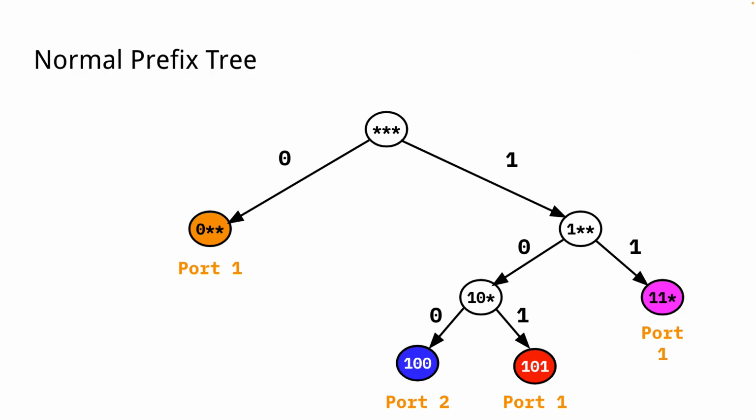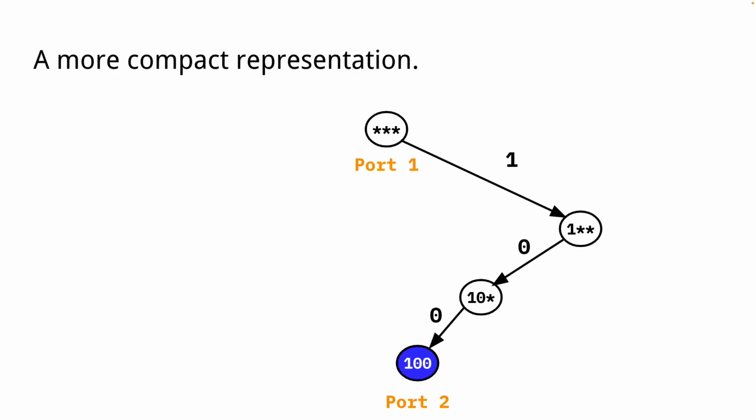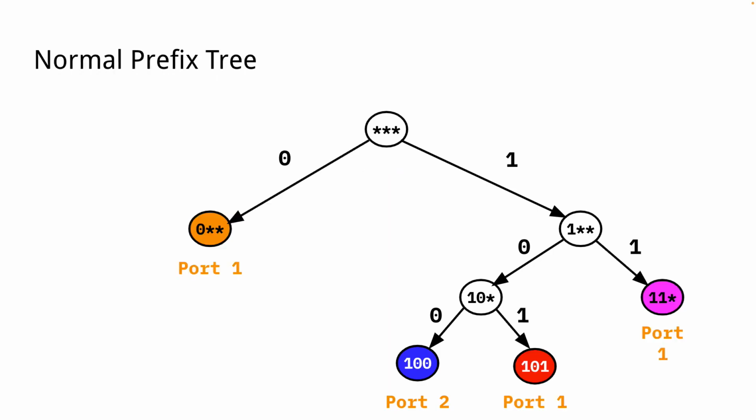This is the layout that we just talked about. We just now pruned the things that didn't have actions associated with them. So same approach we've been taking. But we can think about that in terms of a more compact representation. If we look here, then most actions, the 0 wildcard here, the 11 wildcard here, and the 101 here, all go to port 1. And it's only this specific case of 100 that goes to port 2.